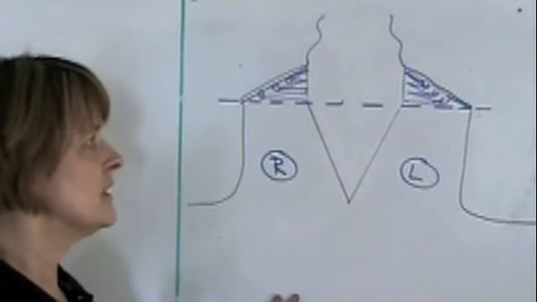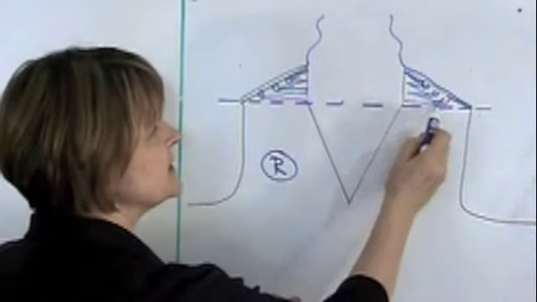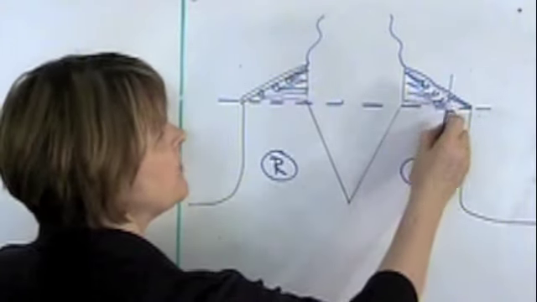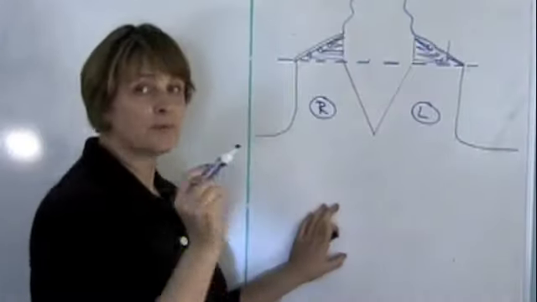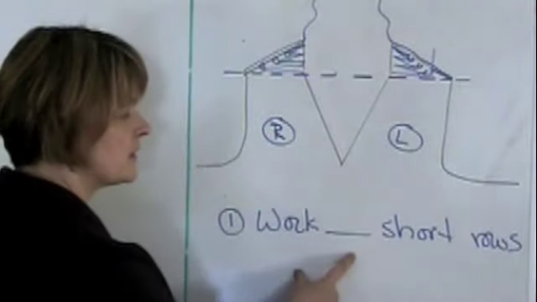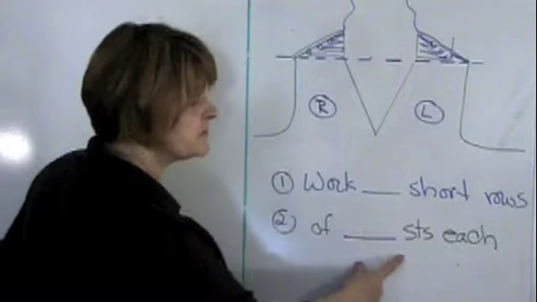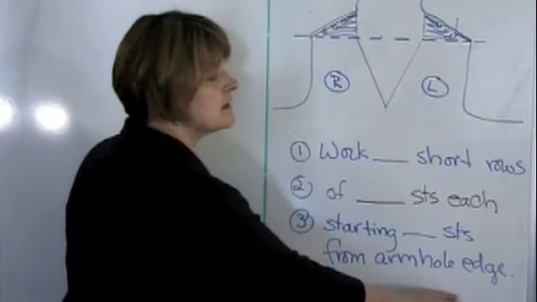We need to know how many short rows we'll be working, how many stitches in each short row step, and at what point from the armhole edge we start our first short row. So we would write it like this: first we work a certain number of short rows of a certain number of stitches each, starting a certain number of stitches from the armhole edge.